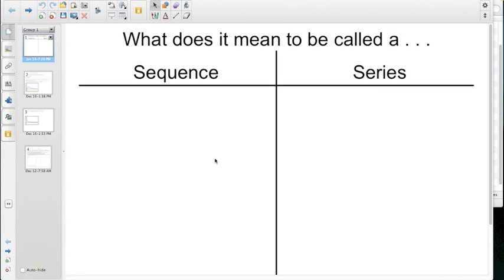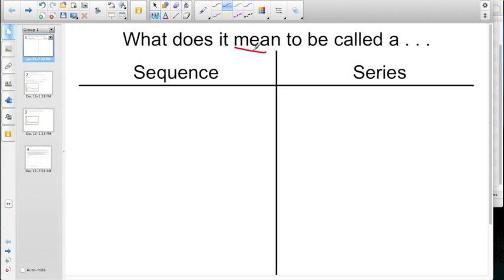Before we start talking about the integral test, we need to look at what it means. What does it mean here to be called a sequence and to be called a series? And so we know a sequence is really a list of terms. So we start with our first term, and then we have our next term, and our next term, and our next term, and so on.